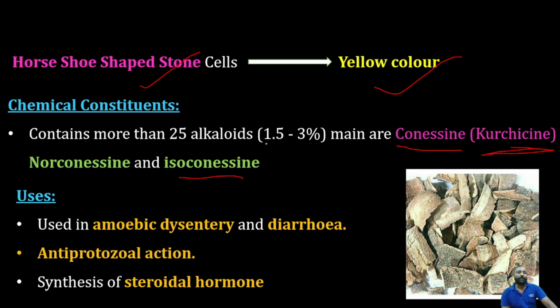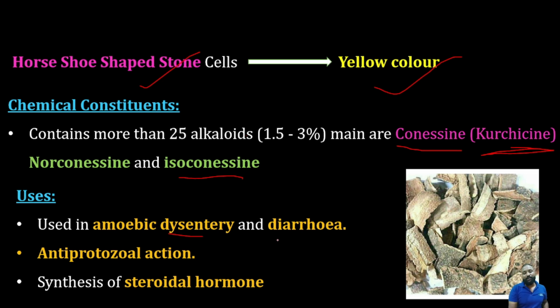Coming to the uses of Kuchi bark: I said Holarrhena antidysenterica, and the name itself says the use, anti-dysentery. It is used in amoebic dysentery.